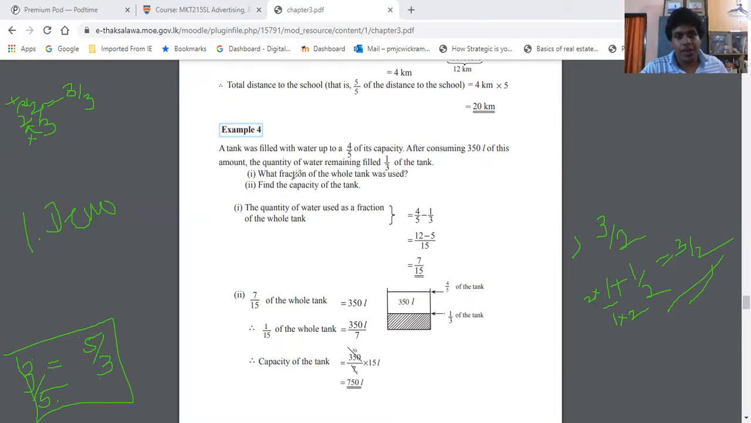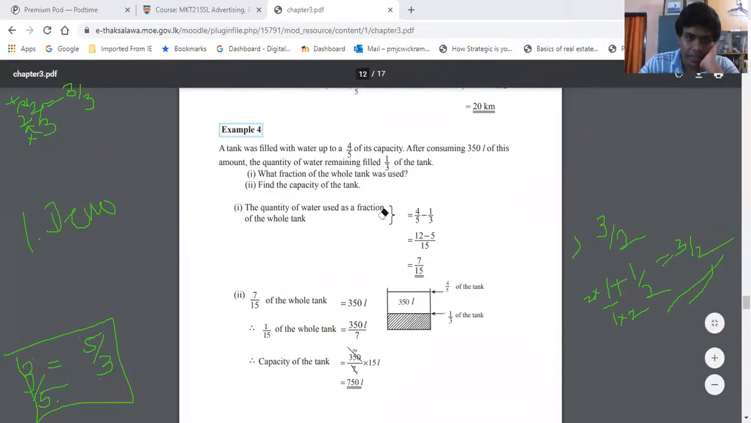Okay, so find what fraction of the whole tank was used. The quantity of water used as a fraction of the whole tank is 4/5 minus 1/3. The quantity of water remaining filled 1/3 of the tank. So 4/5 minus 1/3 will give you 7/15.